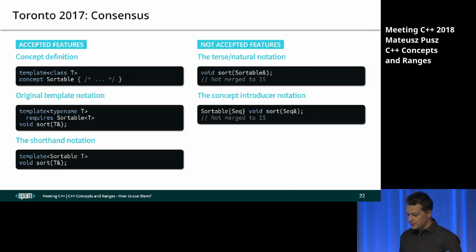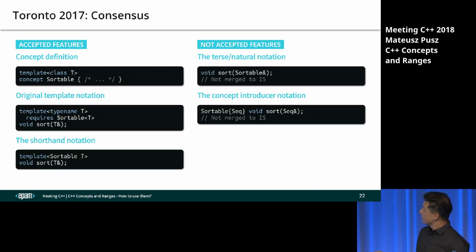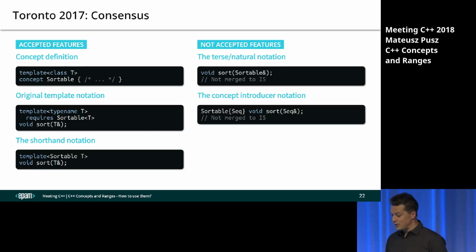What was not accepted and merged to the IS is this syntax, the terse natural syntax that just uses sortable as a name of a type in a function call. The biggest problem with that is that we don't know if it's a function template or a function, because we don't know if sortable is a type or a concept name. Also, this one introduces some additional types to our template. This syntax also was not accepted and merged.